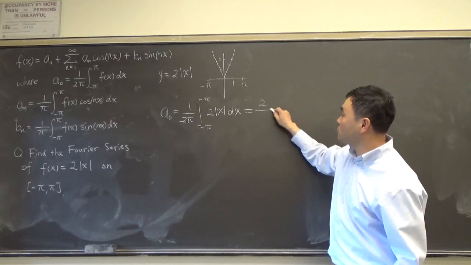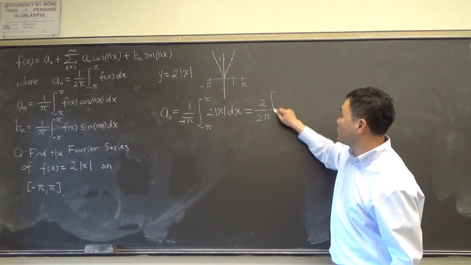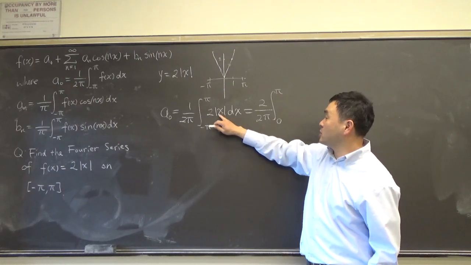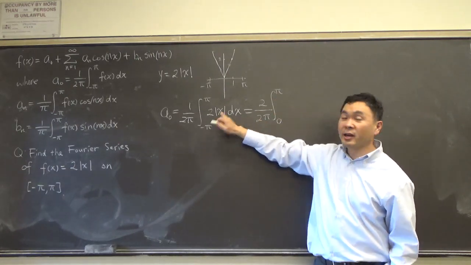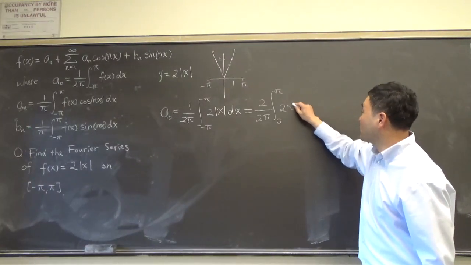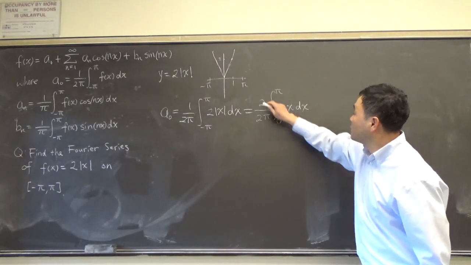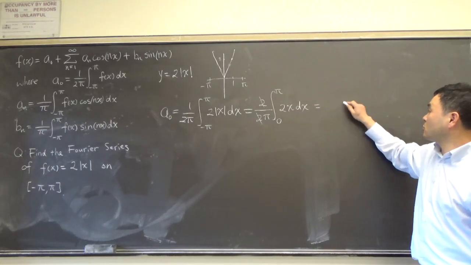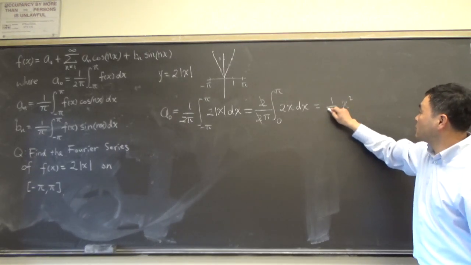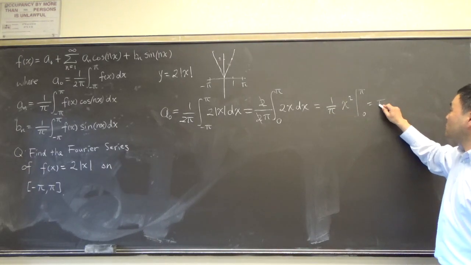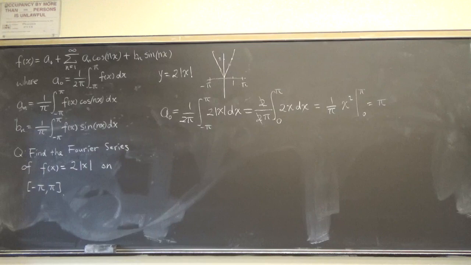So we put 2, and then we integrate from 0 to pi. And because from 0 to pi x is positive, you don't need the absolute value, which is a real time saver for us. These cancel, and integrating 2x gives you x squared. Then you plug in pi and 0, you just get pi as the result.